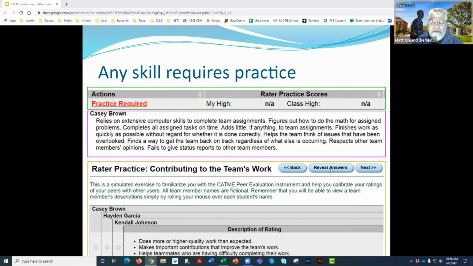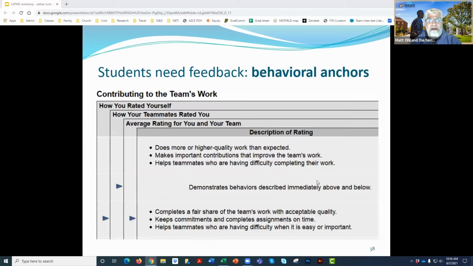And so it allows students to practice using the instrument in the absence of any kind of peer pressure. As you see, there's a reveal answers button that gives students feedback immediately on exactly how they did on rating this particular dimension for this particular student who's shown. I mentioned in the chat earlier, students never see the numbers that we were looking at. That's only an instructor view. So this is the feedback a student would receive.